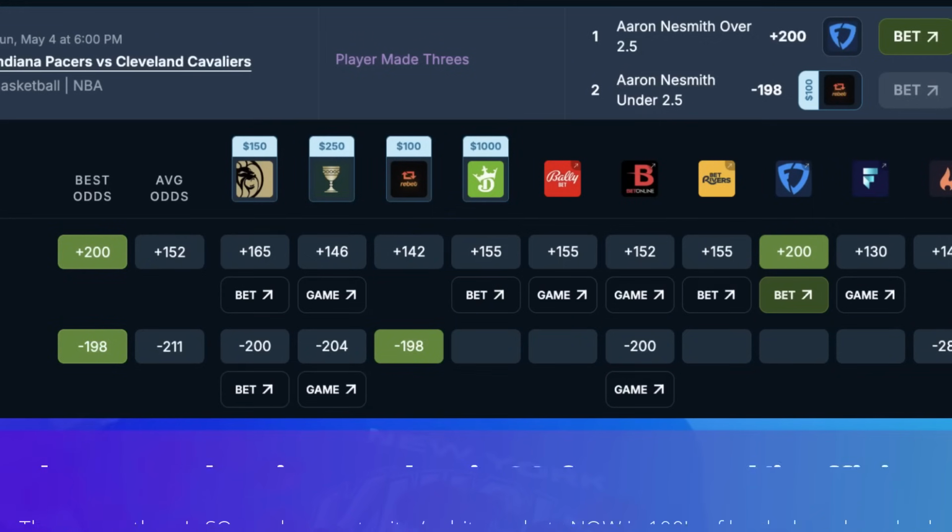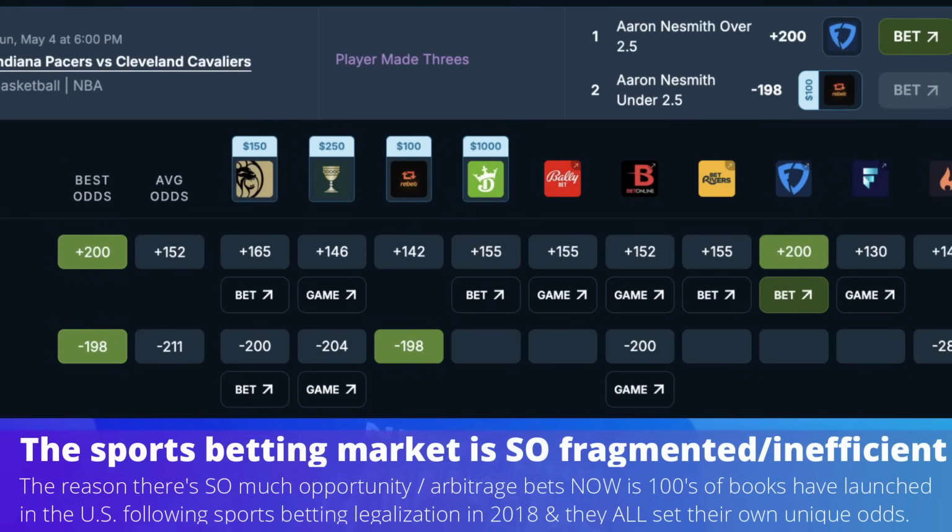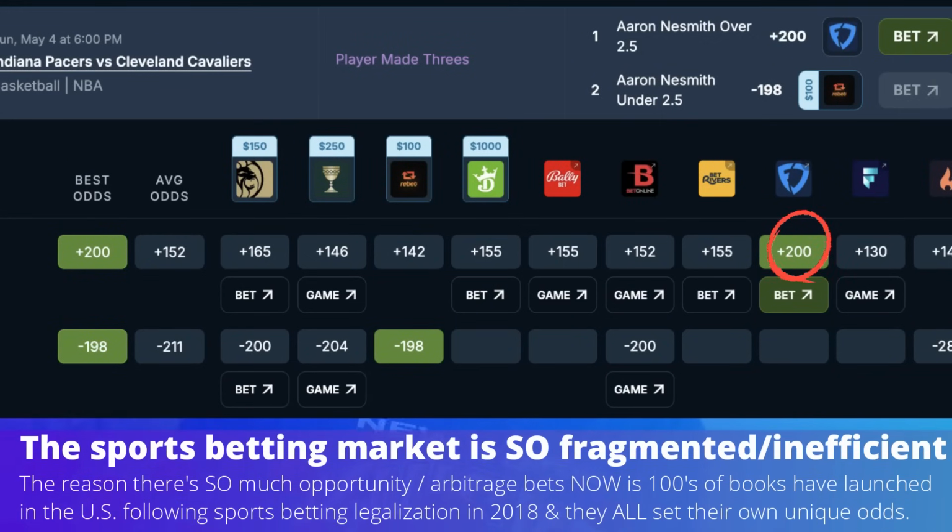So you can see Neesmith over 2.5 threes. FanDuel has this priced at plus 200. Rebet, another sports book for the exact same bet, is super different. They have this at plus 142. So obviously, I'd rather bet 100 to win 200 on FanDuel as opposed to 100 to win 142 on Rebet. But basically, this video, again, it's not about arbitrage betting.